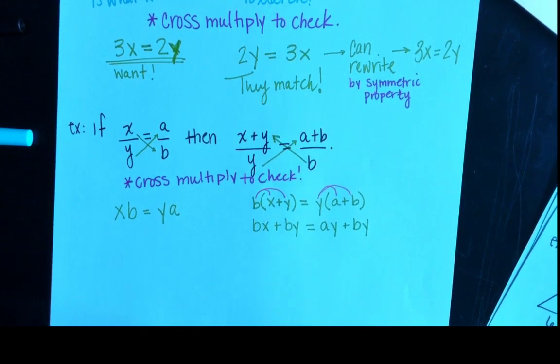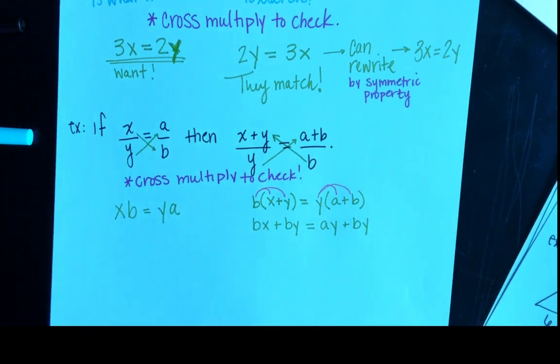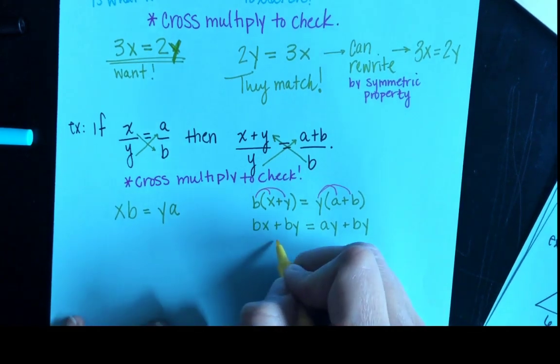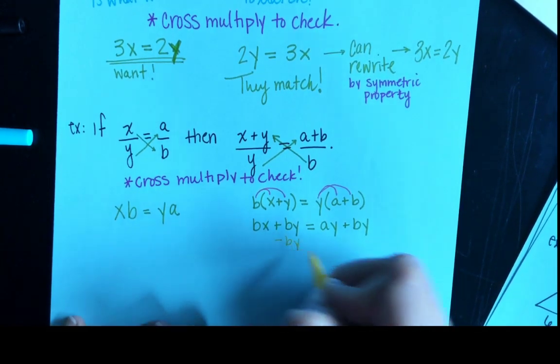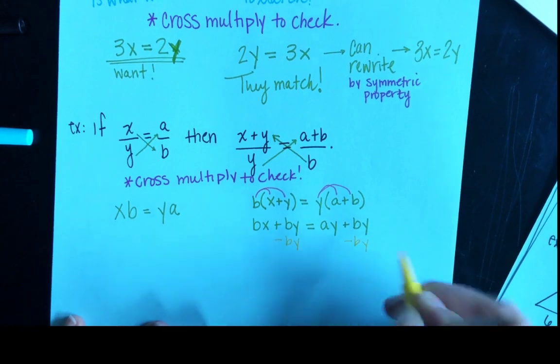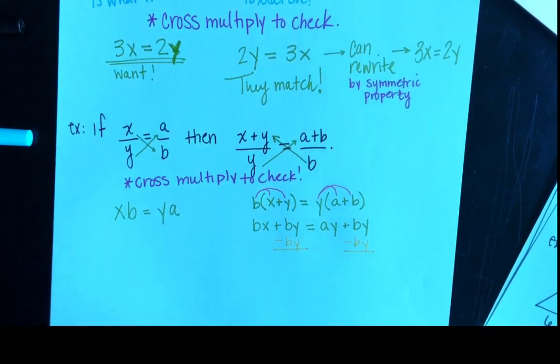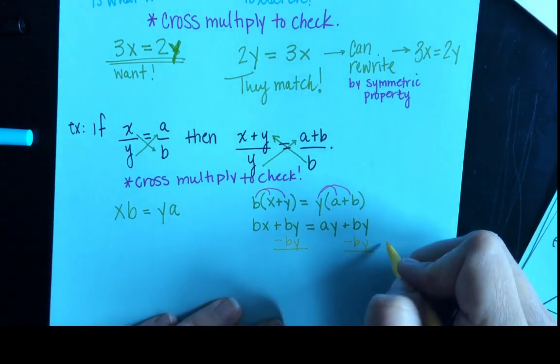And I want you to take a close look. What happens on both sides of my equation? I have like terms, so I want to combine like terms. The b's are on both sides of the equation. So let's combine like terms.